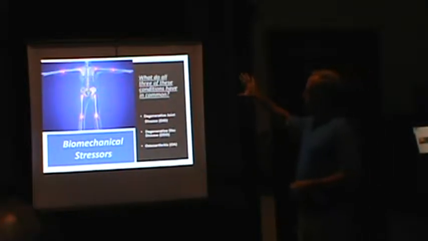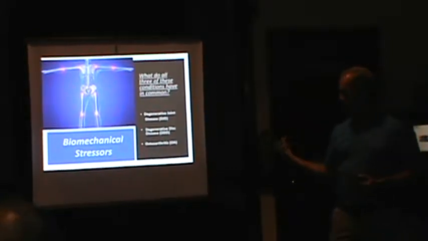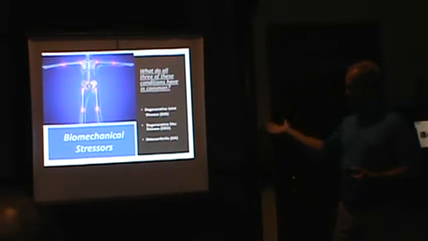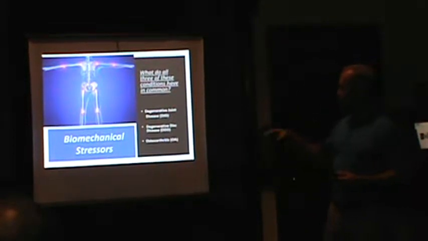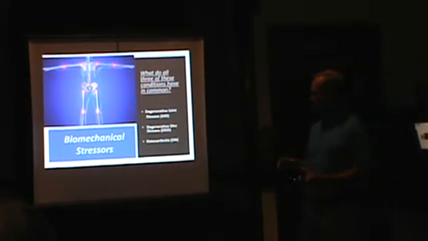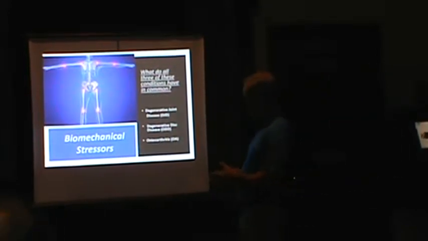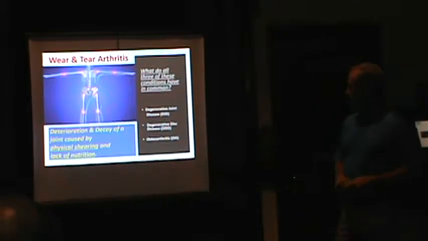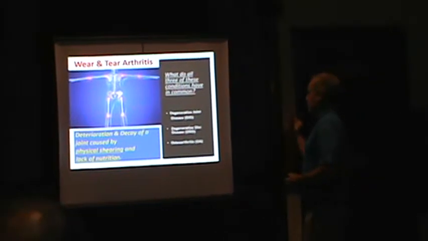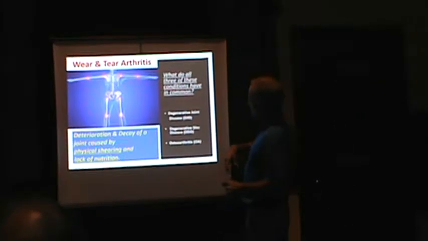So what do all three of these conditions have in common? Have you heard of DJD, degenerative joint disease? There's degenerative disc disease when you're looking at the spine, and then there's osteoarthritis. All of them have biomechanical stresses occurring to that joint, but they're all considered a wear and tear arthritis. So DJD, degenerative joint disease, and DDD, degenerative disc disease, actually fall under the whole title of osteoarthritis.